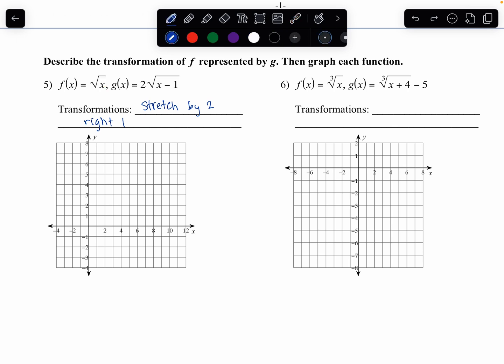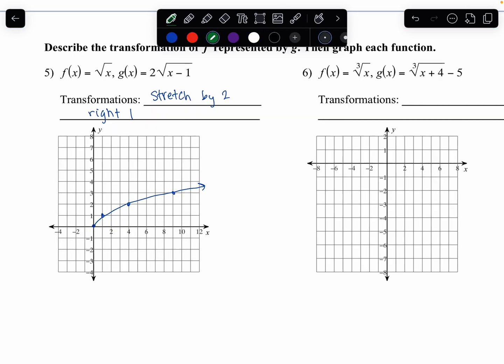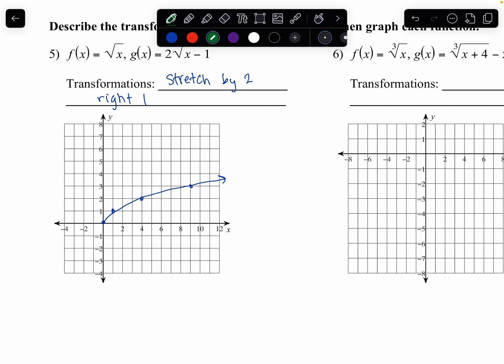Let's first graph the square root of x. So that would be here, here, here, and there. So, not there, here. So that'd be 1, 3, and 5. Okay, and then that's what it would look like right there. So we're going to move this to the right 1. I'll just move it to the right 1. So starting right here, I'll move it to the right 1.